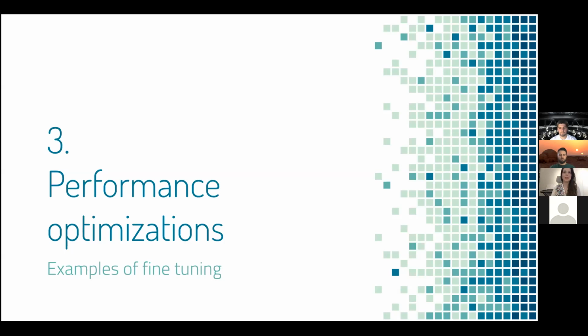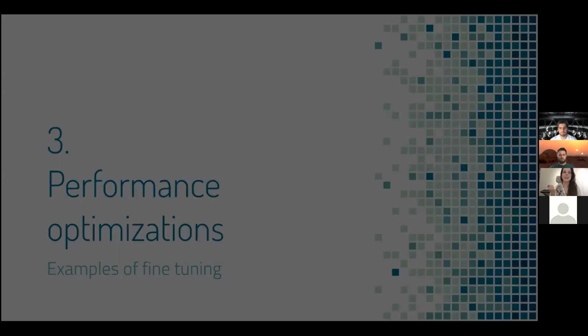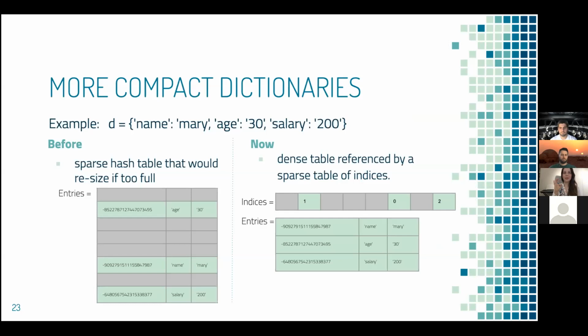But this is some example of fine-tuning that I find fantastic. So if dictionaries are going to be used everywhere, you will also care about performance in time, but you will also care about performance in space and how much space your dictionaries take. And this was an optimization presented by Raymond Hettinger that it's actually quite simple when you see it, but it took a while to come around.